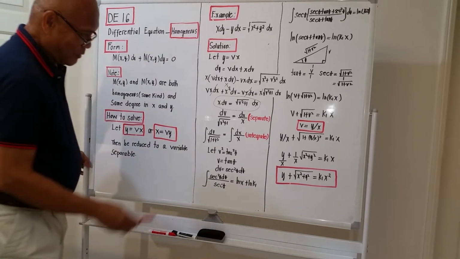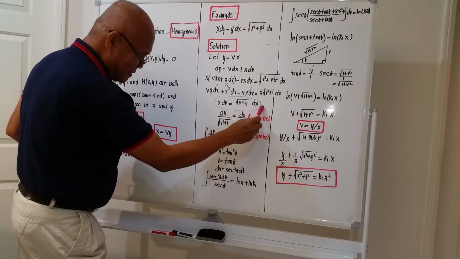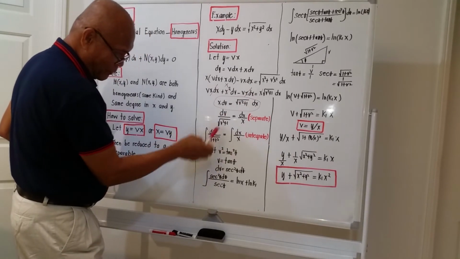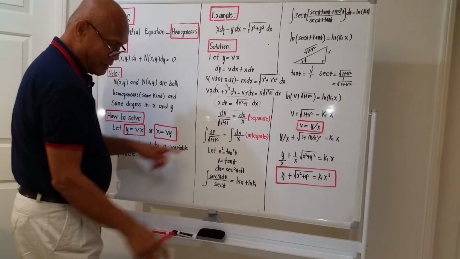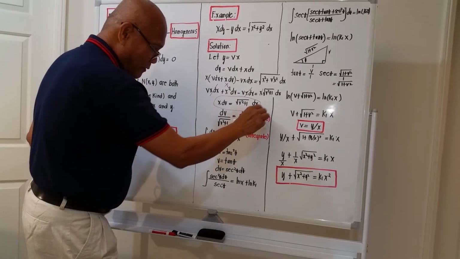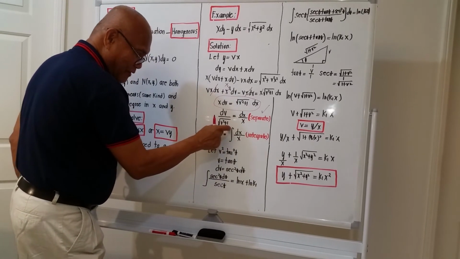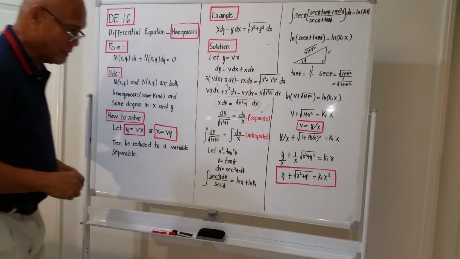Right? Because if we cross multiply this, it is this. So it can be written as dv over the square root of v squared plus 1 equal to the integral of dx over x. We separated already the variables. X function, v function, we separated the variables already.